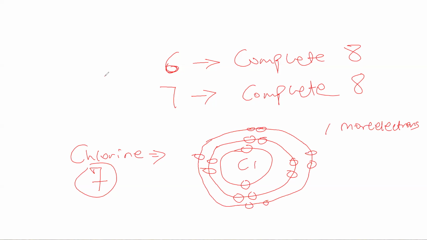Oxygen has, let me write the symbol for oxygen and draw the structure for you. So this is oxygen, shell number 1, 2 electrons, 1, 2, and then shell number 2, 6 electrons, 1, 2, 3, 4, 5, 6. Now, oxygen is in group 6 on the periodic table. How many electrons will it gain?